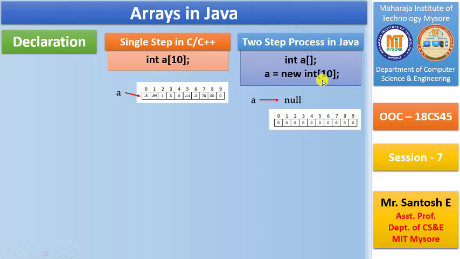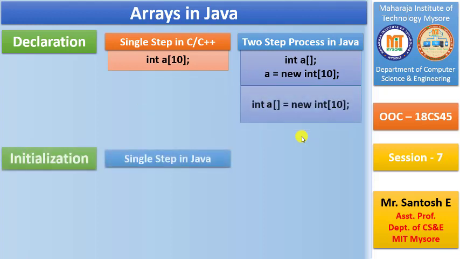And I'm going to assign these 10 blocks of memory to the variable a. So now a is going to point at the memory block which has been created. Fine. This is how the array is going to be created in your Java program.